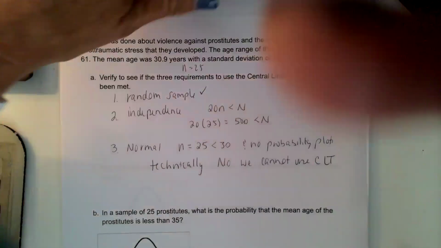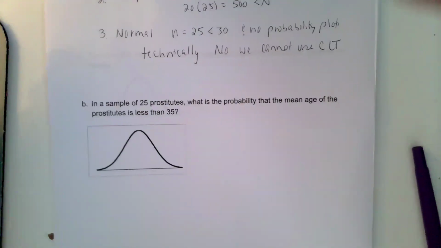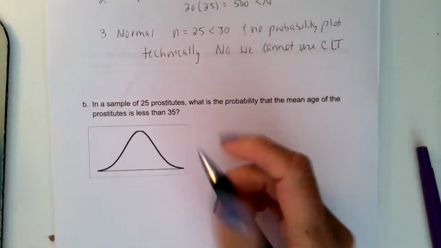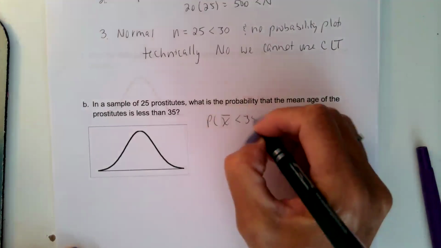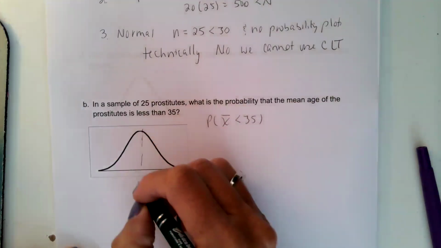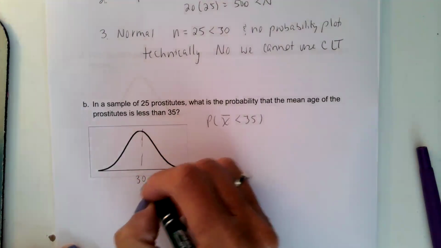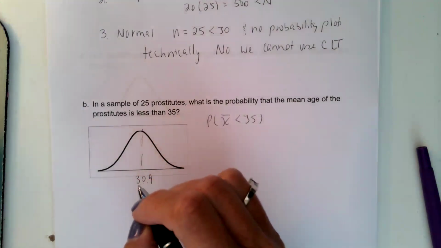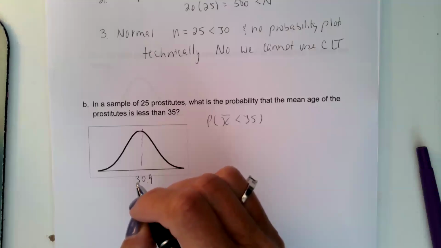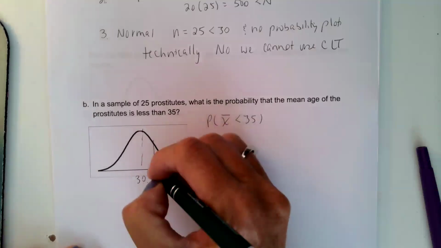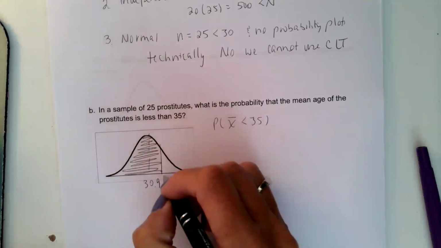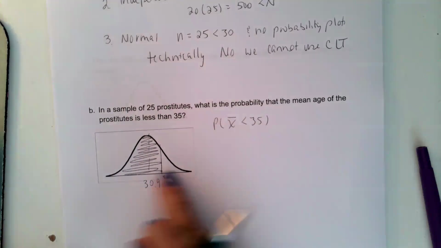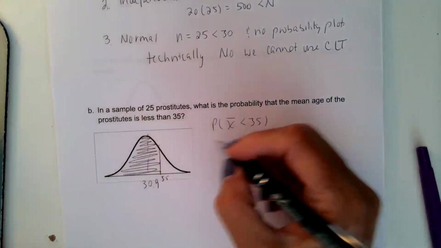Okay, so let's say we do have a sample of 25 prostitutes. What is the probability that the mean age of the prostitutes is less than 35? The sample mean has been 30.9, and so 35 is right here. I'm guessing there's a pretty high percentage that is less than that.